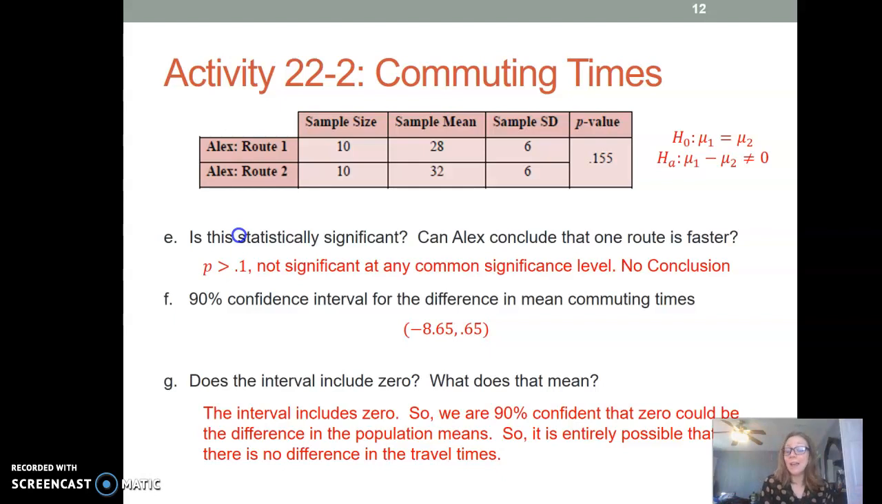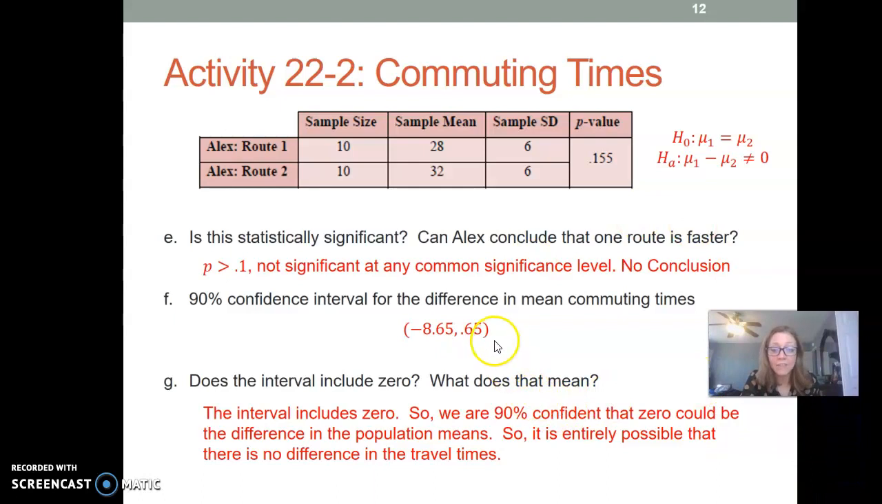If we calculated a 90% confidence interval using our guru, we would see that the interval is from negative 8.65 to 0.65. So 0 is inside that interval. The confidence interval includes 0. So we are 90% confident that 0 could be the difference in the population means. It's entirely possible that there's no actual difference between the travel times. So our test failed to reject the null hypothesis. Could be that they're the same.